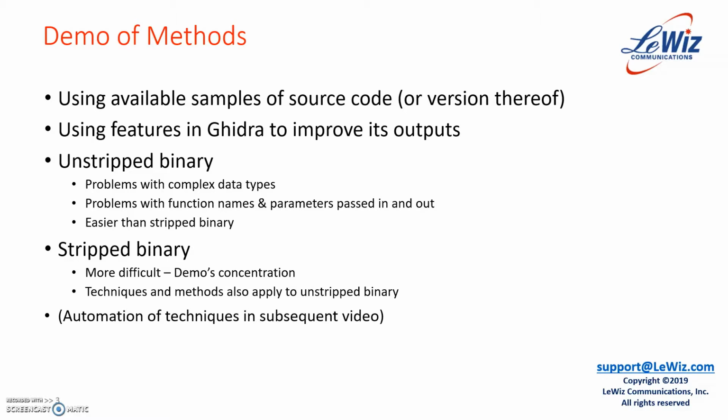Unstripped binaries output from Ghidra tend to have problems with complex data types and function names. Sometimes they have names that are readable, sometimes not. And parameters, sometimes passing in and out, have extra parameters in them. But unstripped binary is easier than stripped binary. So we will spend more time on a demo to talk about the stripped binary method. The techniques for stripped binary will also apply to the unstripped binary.